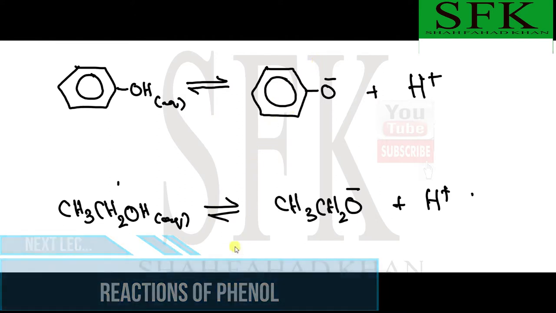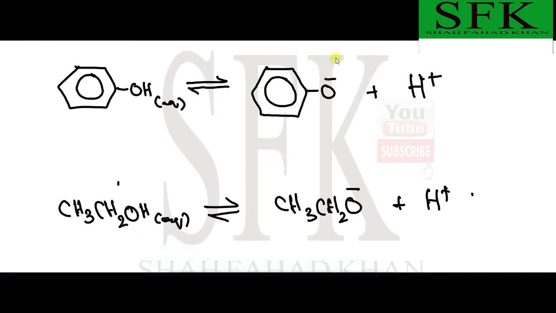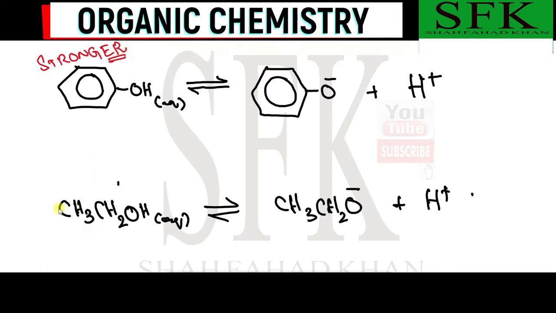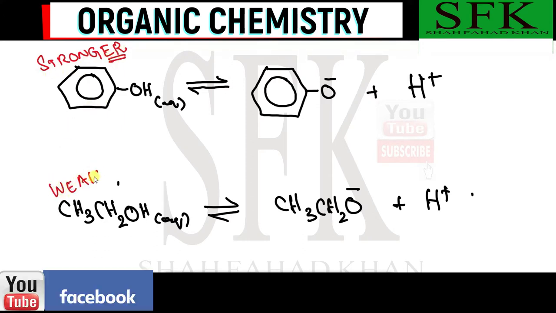Phenol is a stronger acid as compared to ethanol. Remember, it's not a strong acid, but rather a stronger acid compared to ethanol. Both of them are weak acids, but we are just comparing. That's why I'm using the word stronger. And ethanol is a weaker acid.